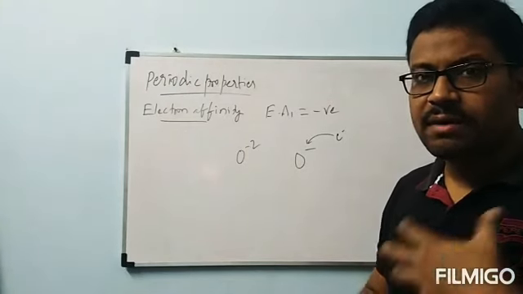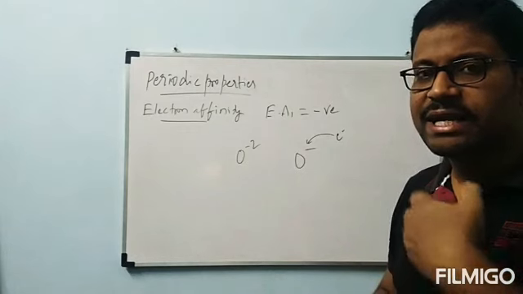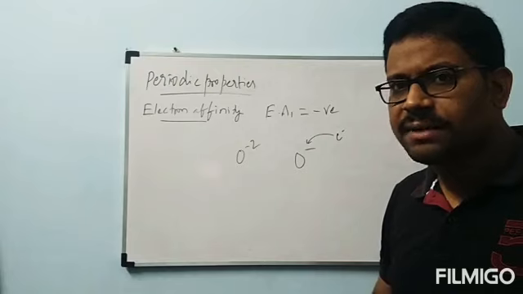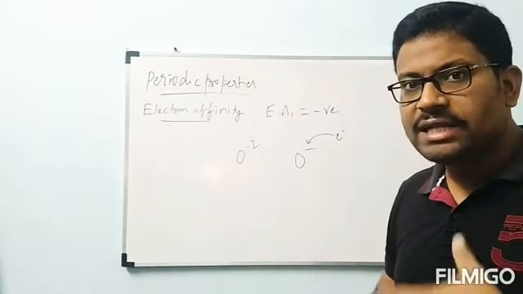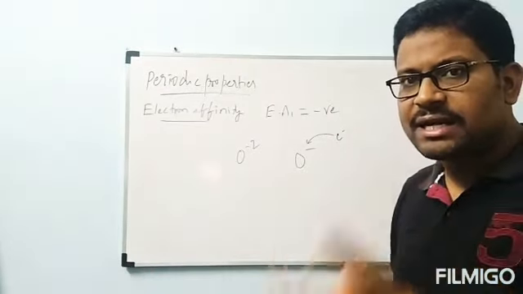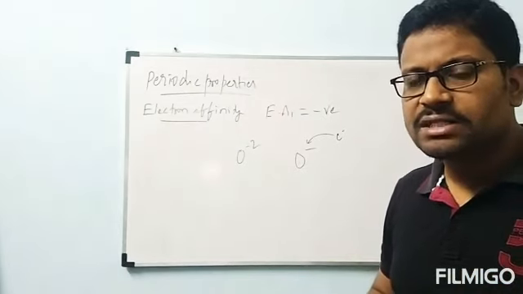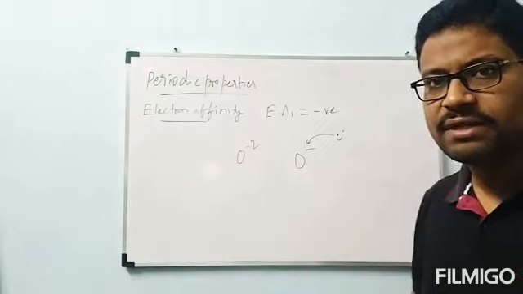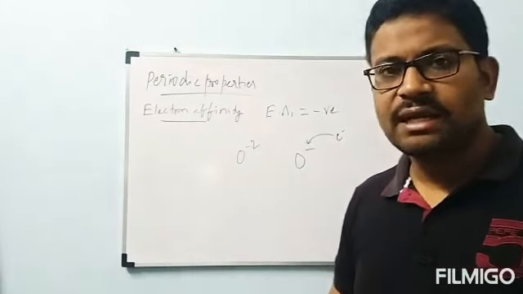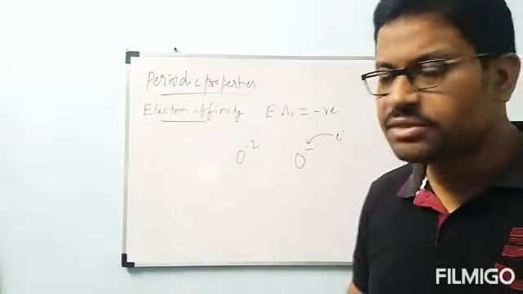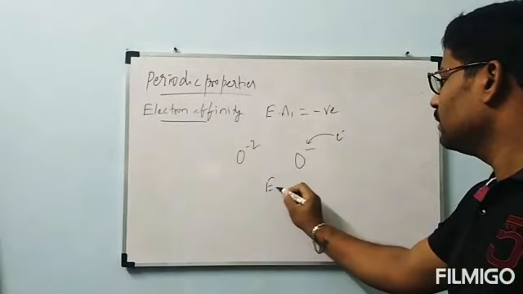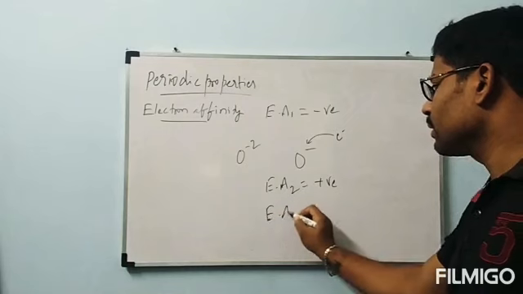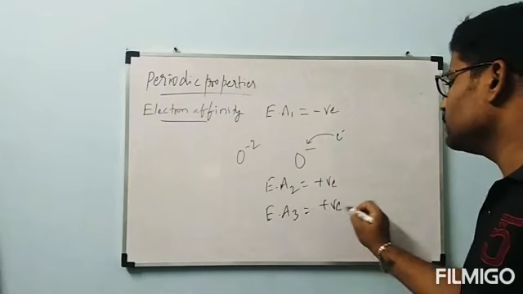Some amount of energy we give is absorbed, and while the electron is getting added, some amount of energy is released. But the energy supplied by us is greater than the energy released. Because of that, the net amount of energy is absorbed. When the energy is absorbed, EA2 is positive, and EA3 is also positive.